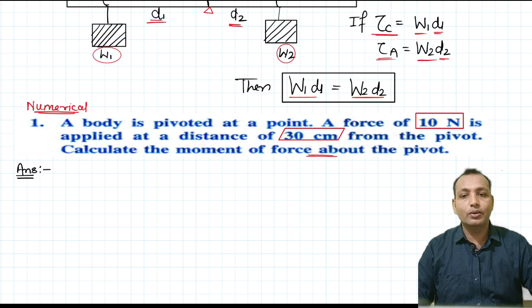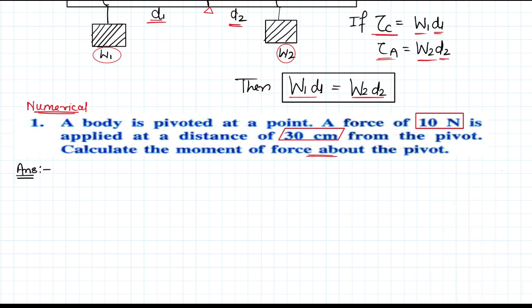So what do we need to calculate here? The moment of force about the pivot. First, we'll write the given things. Here, given force equal to how much? 10 Newton. And the perpendicular distance equal to how much? 30 centimeter.